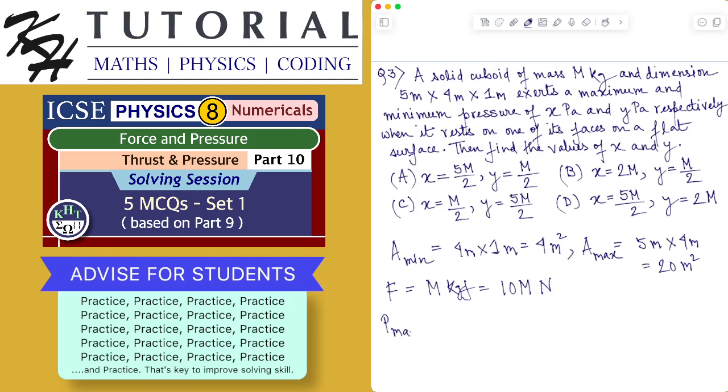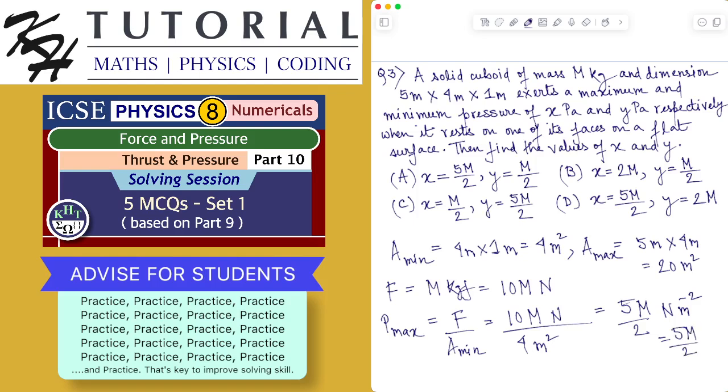P max. The maximum pressure will definitely be when the area is minimum. So this is F by A min, which is equal to 10 m Newton divided by A min, which is 4 meter square. This after simplification becomes 5m by 2 Newton per meter square, which is equal to 5m by 2 Pascal.